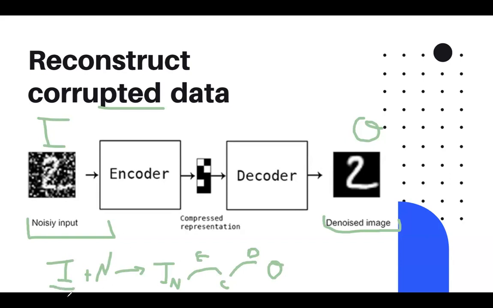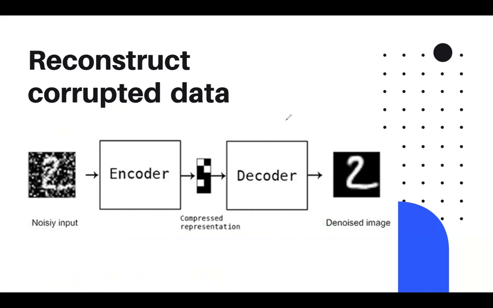So the only difference between the autoencoder and the denoising autoencoder is that we will have this step of adding the noise. And then, of course, we will be predicting the denoised image or the original image. And this leads to building a model that can clean up images.